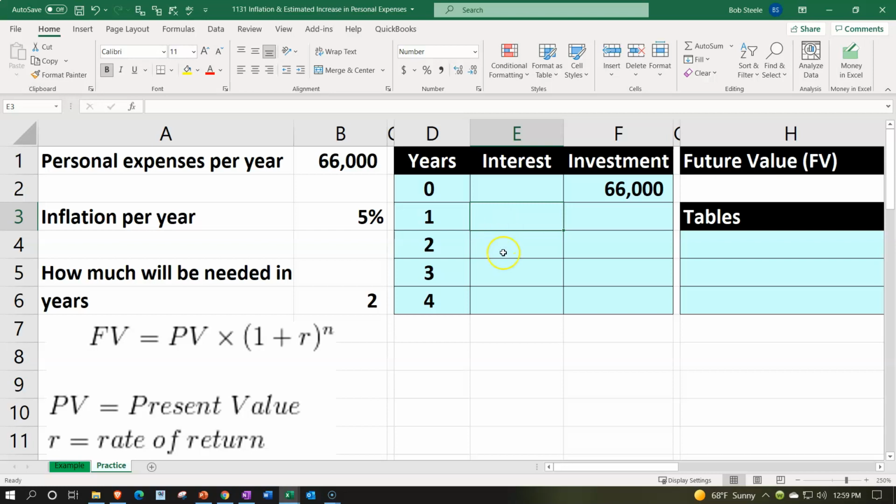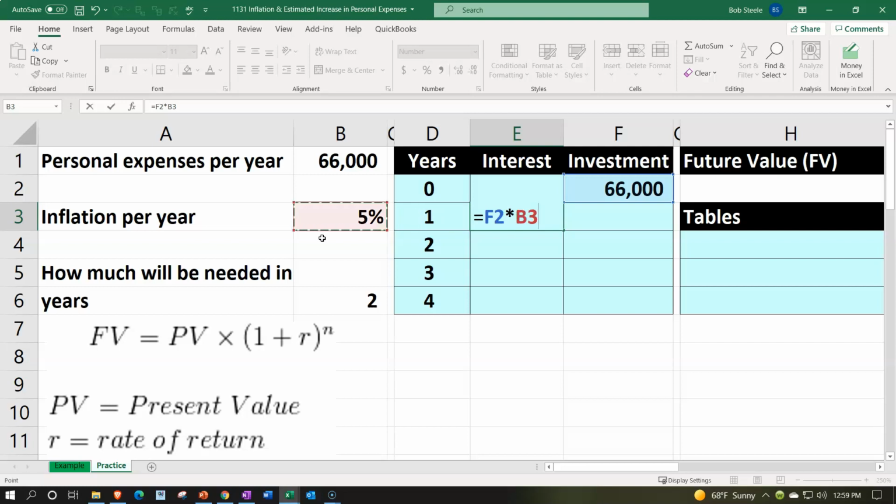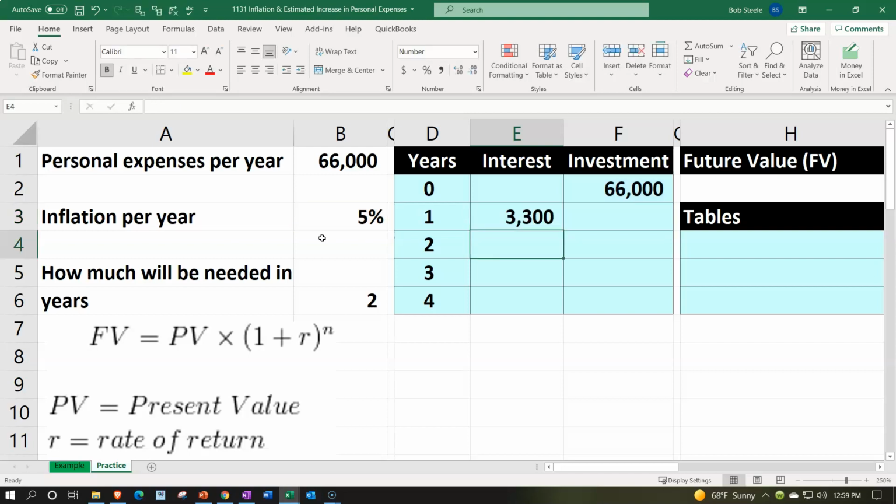So we're going to say, all right, that means that I'm going to take that 66,000 times the 5% increase. So let's do that this way. This equals left up times, I'm sorry, that was right and up, and then times left to the 5%. So F2 times B3 and enter. Now I'm going to do an absolute reference later so that we can copy it down, but before we do it, let's just calculate it straight away a few times.